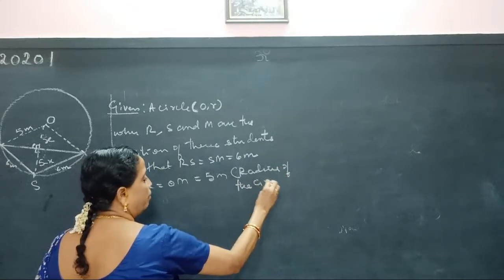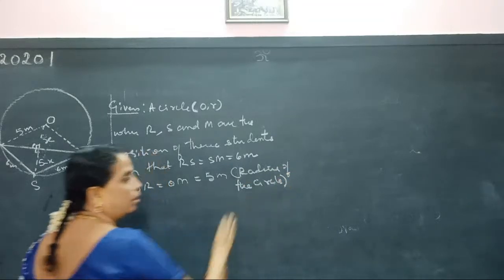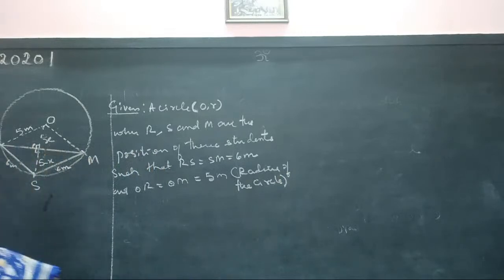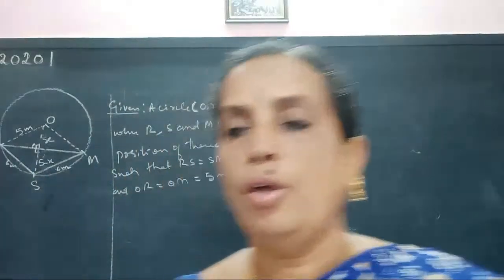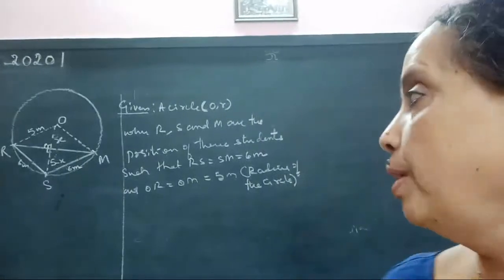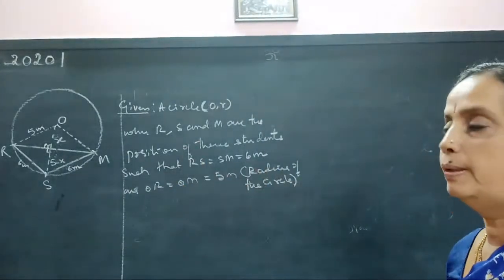So what is given? It is clearly mentioned that 3 students naming Reshma, Salma and Mandip are standing such that the distance between Reshma to Salma and Salma to Mandip is 6 meter. We need to find out the distance between Reshma to Mandip.